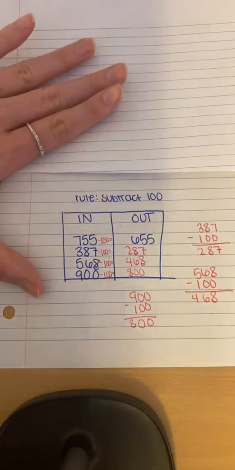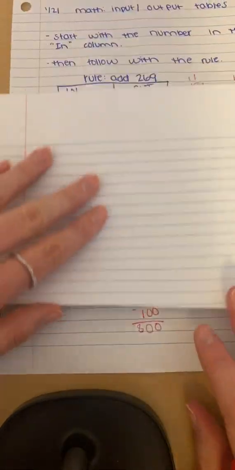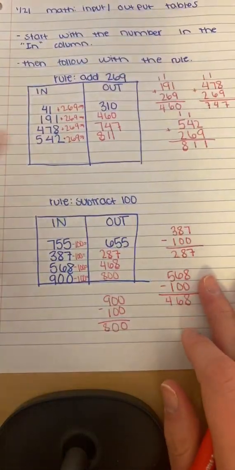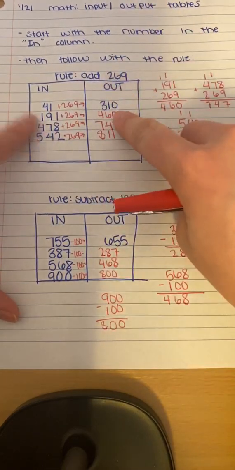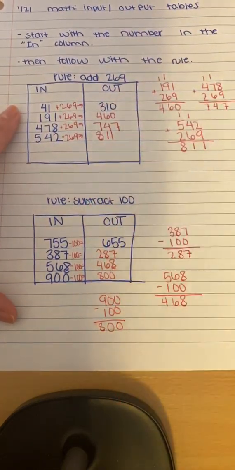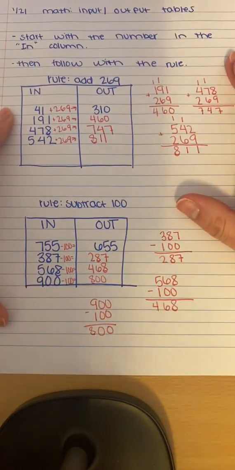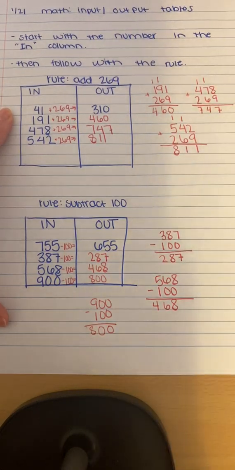So for today, you'll either do subtract 100 or you'll have an addition rule. Remember, we start with the number in, we apply our rule, whatever our rule may be, and then that number is what goes out. Remember to have a scrap piece of paper with you so you're able to write out your answers as well.